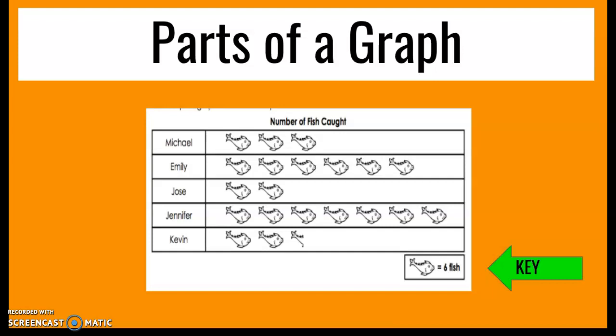So now we've reviewed the different parts of graphs and frequency charts and tally charts. And so when you make your charts, you want to make sure that you have all of the parts. When you're asked a question about a graph, you'll know what the parts are called.